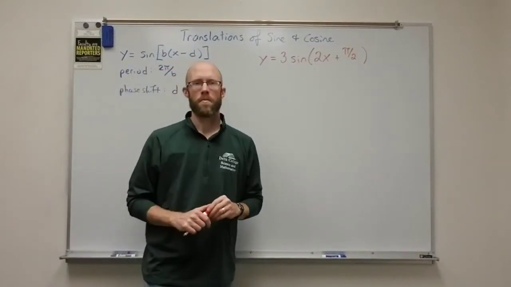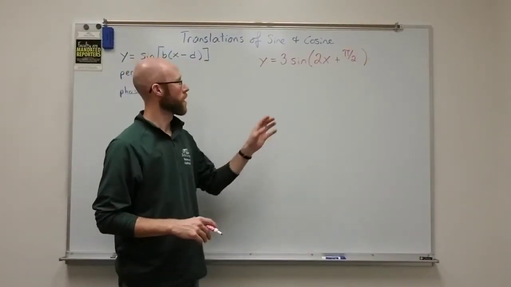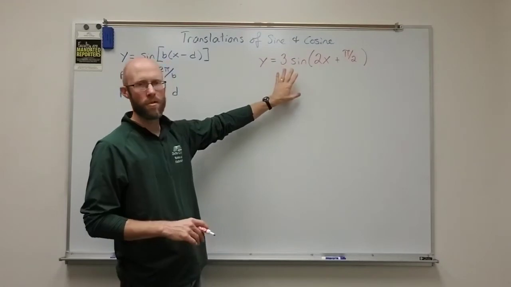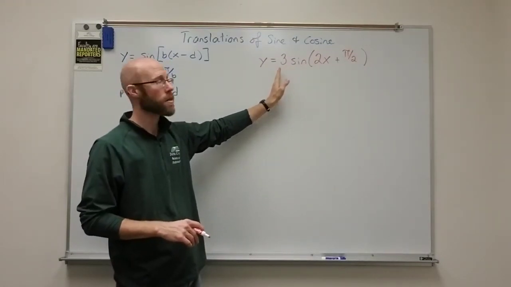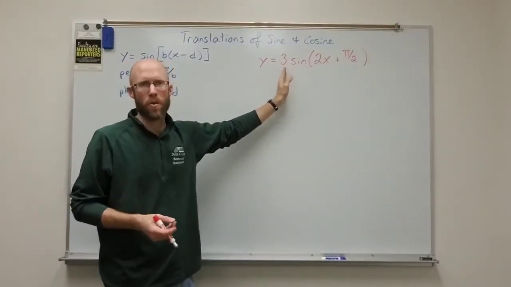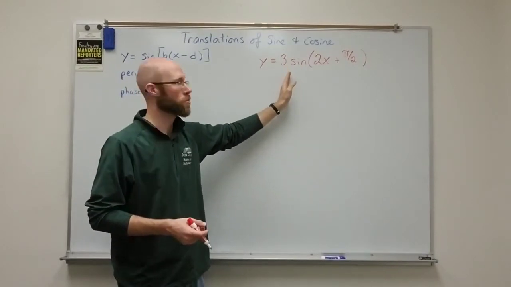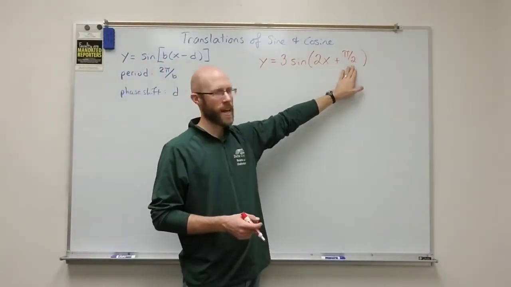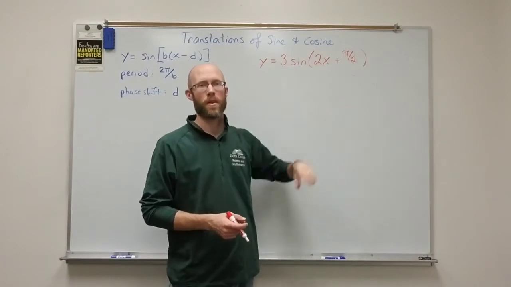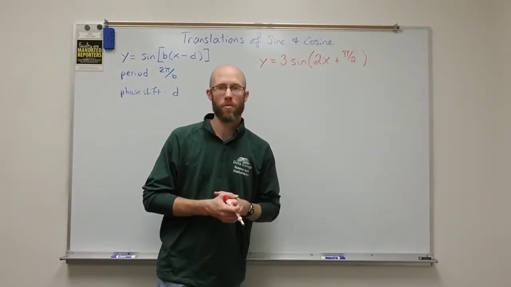And in this next example, we've got a little bit different scenario. We've got an amplitude now. Amplitude change, obviously you always have an amplitude, but you have an amplitude change, and we also do not have a factored argument. Okay, so we're going to have to put it in the factored form.